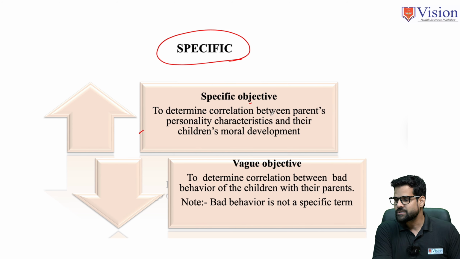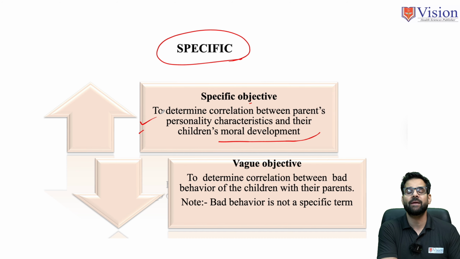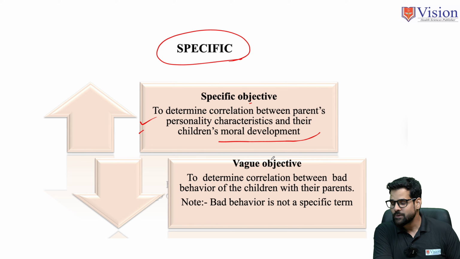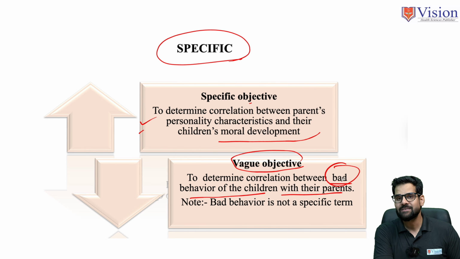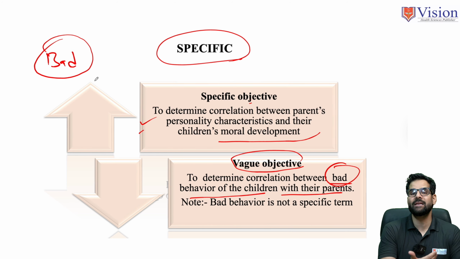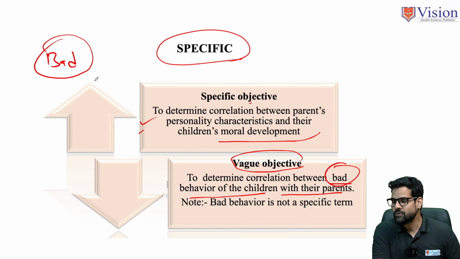To determine the correlation between the parents' personality characteristics and their children's moral development. Now here we have described the objective very specifically. Now just look at the second one, which is a vague objective. To determine the correlation between the bad behavior of the children with their parents. The problem here is bad behavior, because it is something culturally defined. It may vary and is very subjective from person to person. So this is not measurable, and this is not specific.